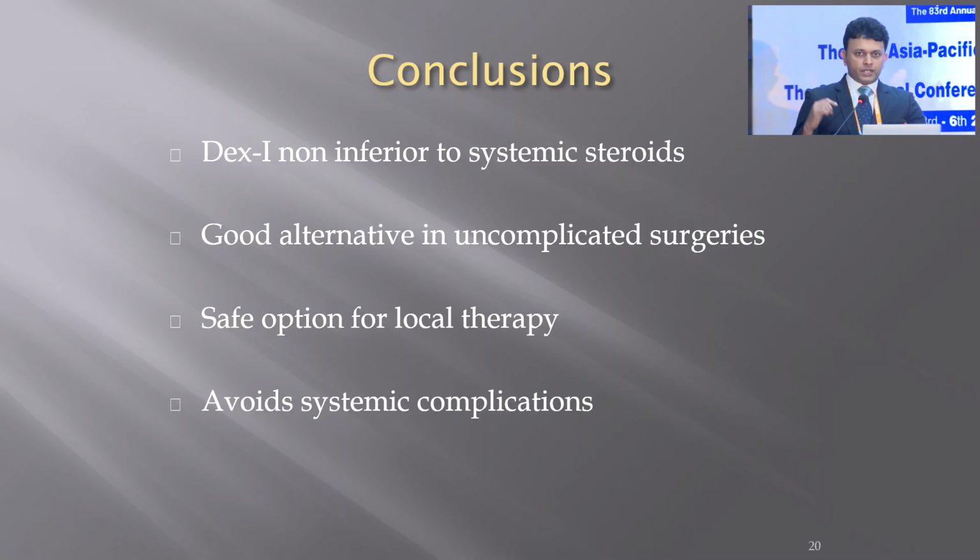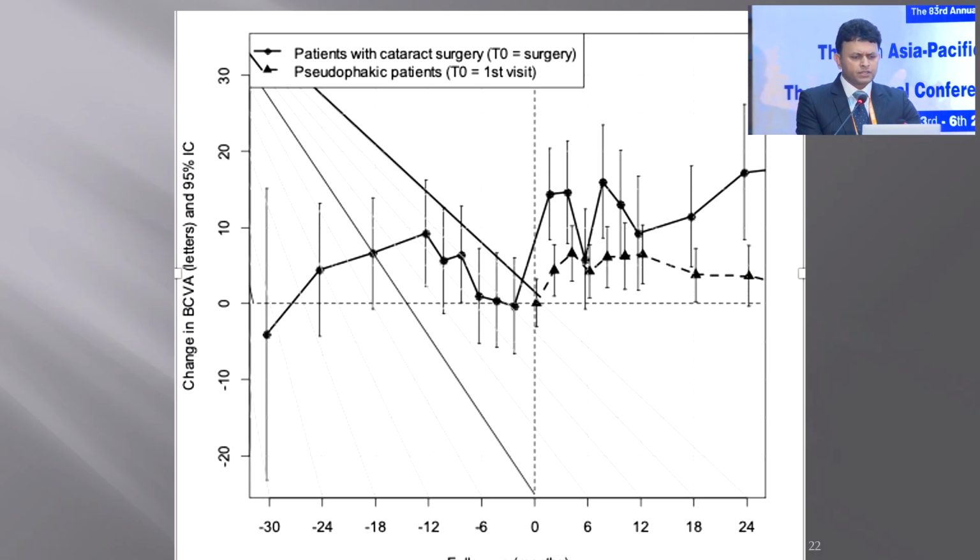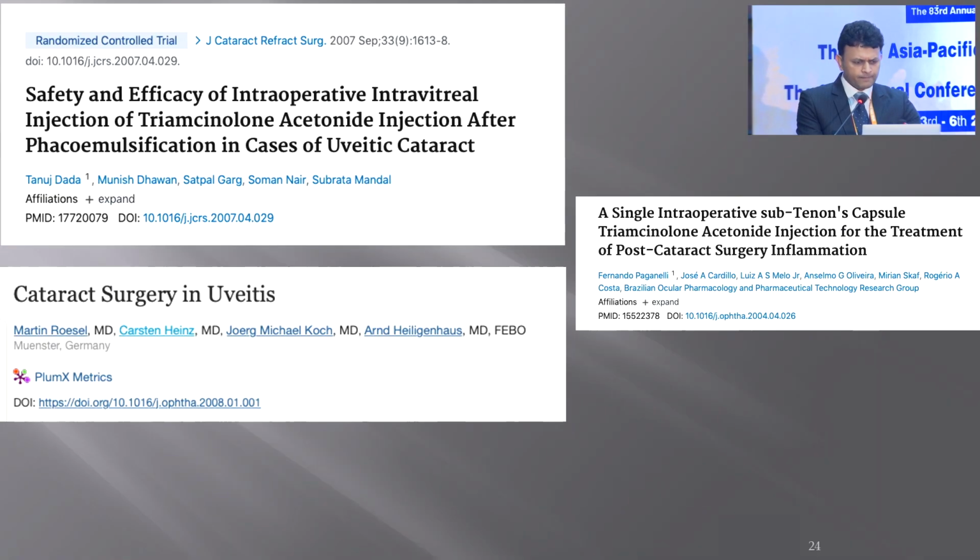Most importantly, the cystoid macular edema was controlled in both groups, and the dexamethasone implant group did not have any systemic complications. So we concluded that the Dex implant is non-inferior to systemic steroids in the management of uveitic cataracts. It is a good alternative in uncomplicated cataract surgeries, and a safe option for local therapy, which is generally preferred, and obviously it avoids systemic effects. There are a couple of other publications that we have had with international speakers, and all of them conclude more or less the same thing.